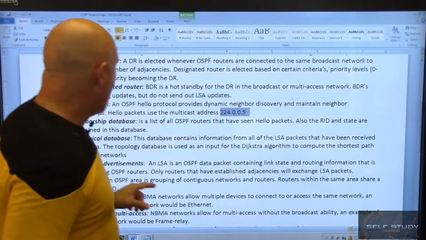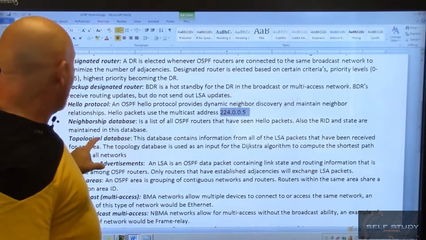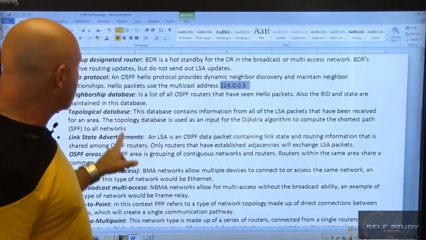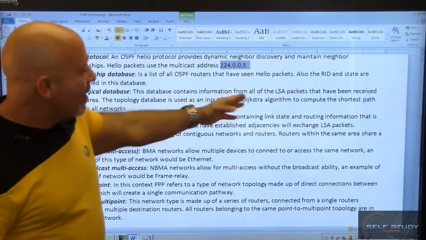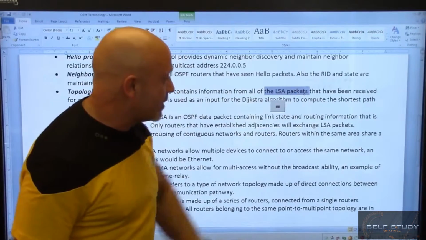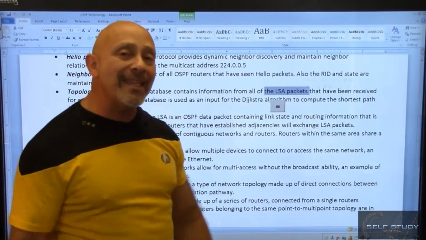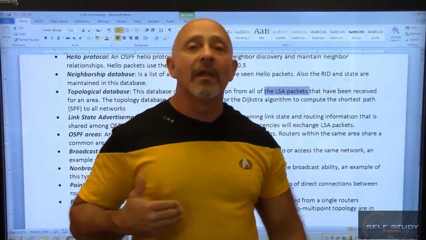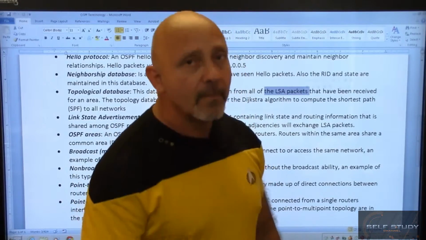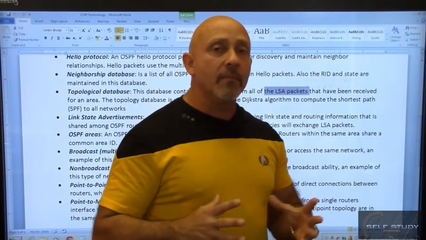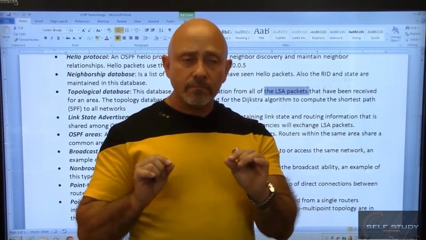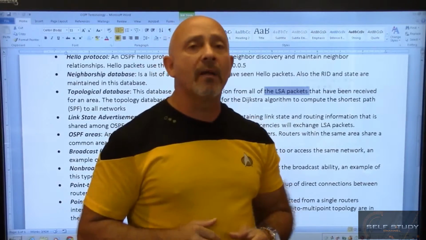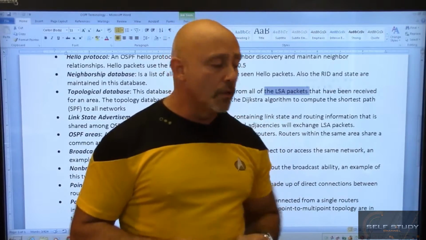Know that. The neighbor database is a list of all the neighbors and their hellos. The topology database contains the LSA packets that have been received. These are your link state advertisements, and within those are all the link state updates, link state requests, and all that. Even though these advertisements are small, there's a lot of information in there, and when we get to how to become a neighbor, you'll see that.